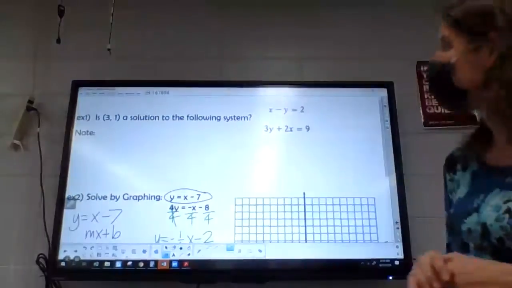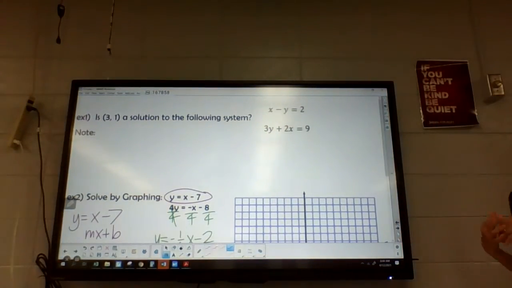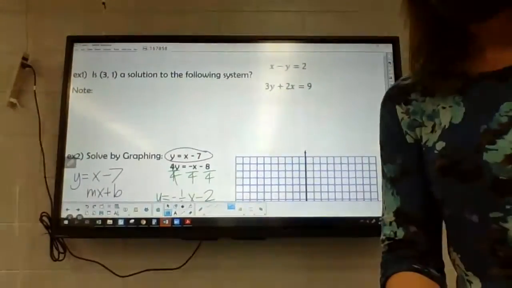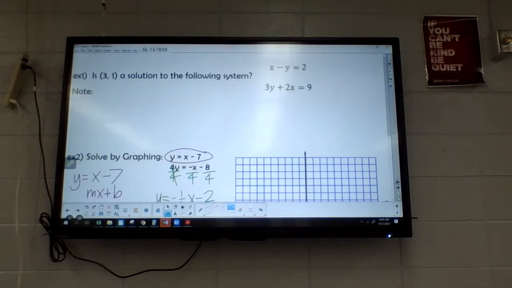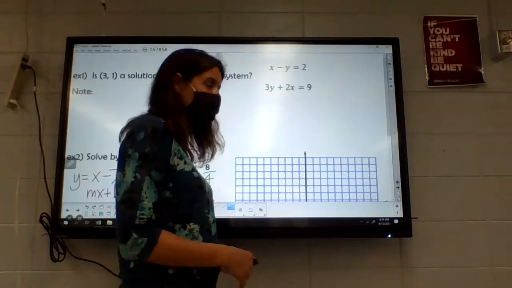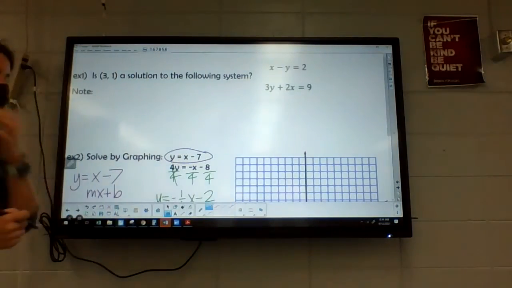They could ask you a question: is (3, 1) a solution to the following system? Now, remember, the solution has to be what they have in common. So that means that this point has to work for both. So when you test it, we're going to check it, and it's got to work in both equations.